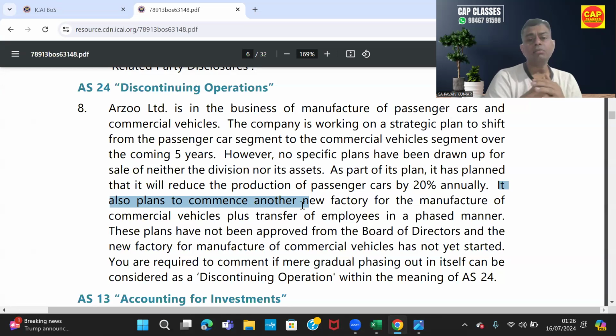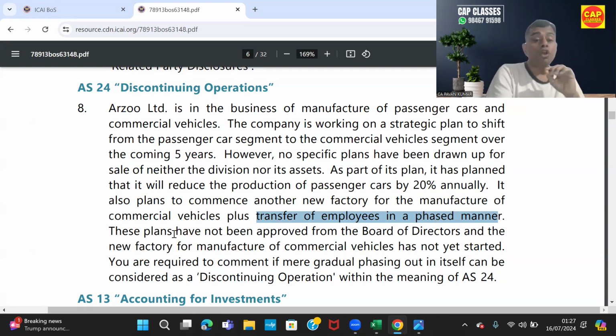Pawan sir, my BPO was in Hyderabad. Now I want to start my BPO in Bangalore. I am shutting down Hyderabad BPO. So what? It is not a discontinuing operation. And transfer employees in a phased manner. Even this is not a discontinuing operation. This could be restructuring activity, but this is not DO.